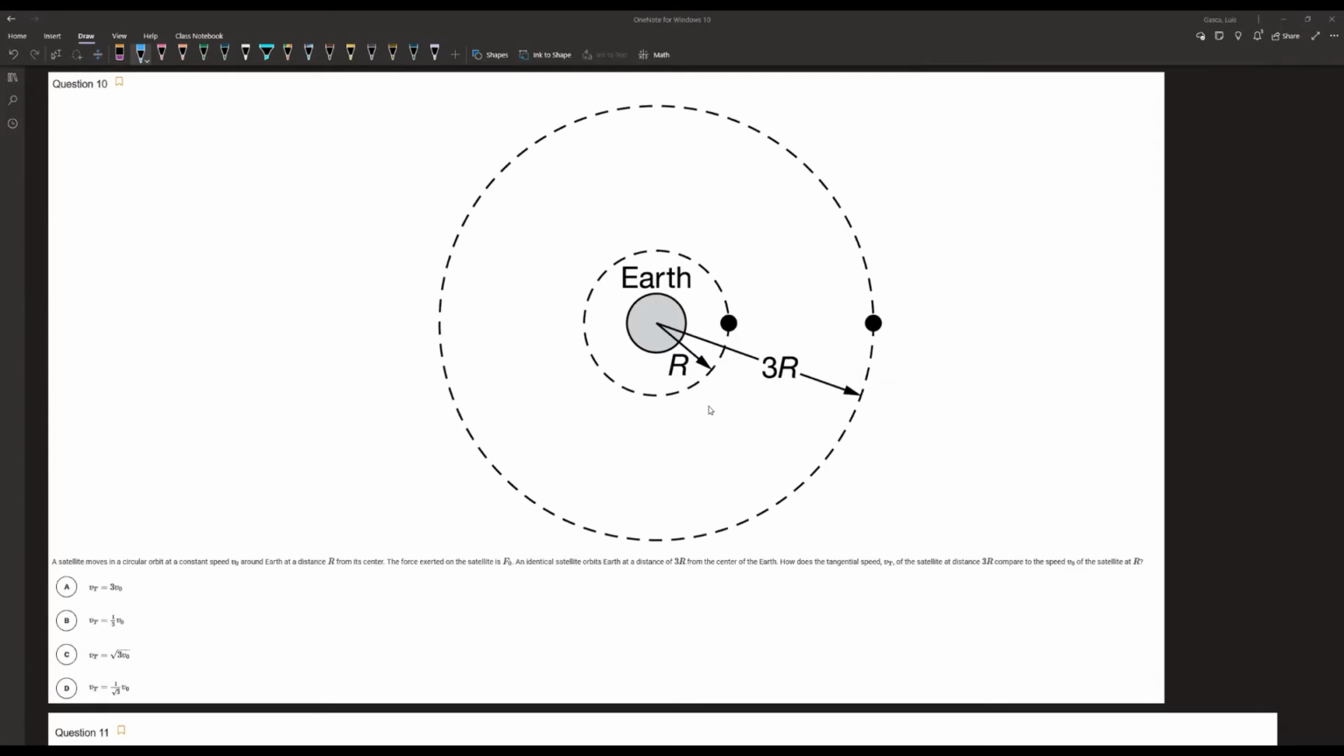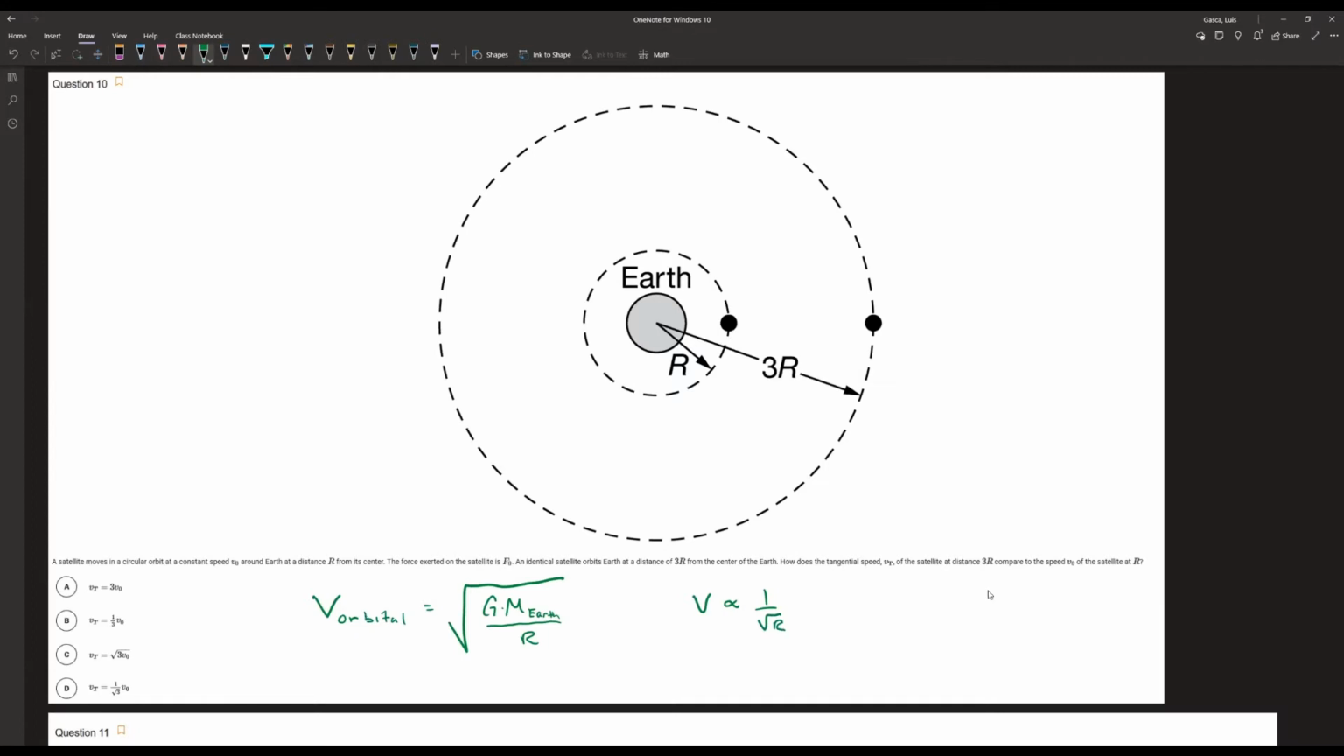If you guys remember when we were doing our orbital motion unit, we found out that we can get an expression for the orbital speed. It is given by the square root of G, the mass that we are orbiting, in this case the mass of the Earth, all over the radius. So the takeaway is orbital velocity is an inverse square root relationship. V is proportional to 1 over square root of r.